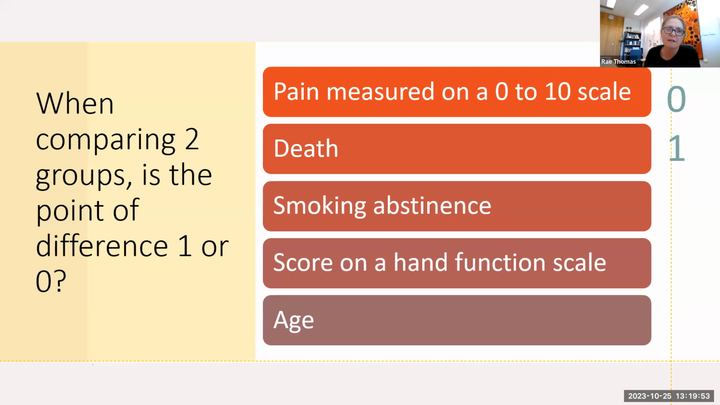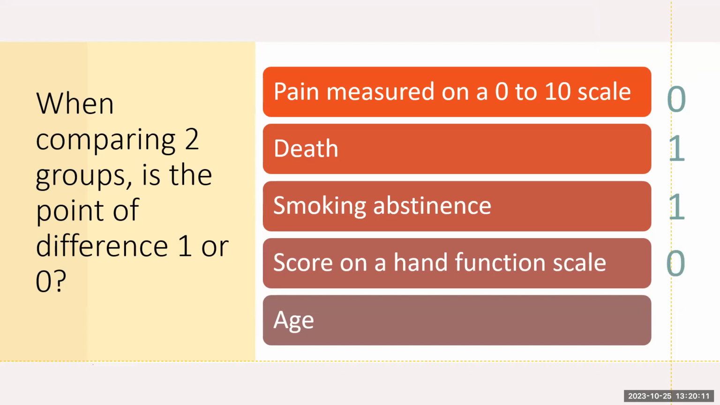What about smoking abstinence? You told me this was dichotomous, yes or no? What am I looking for? 1. Same again. 1 again. Score on a hand function scale. What am I looking for? 0. Age. What am I looking for? 0. Perfect. All right. That's the kind of stuff that I'm looking for.